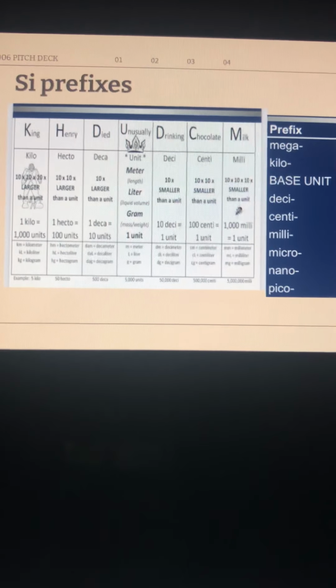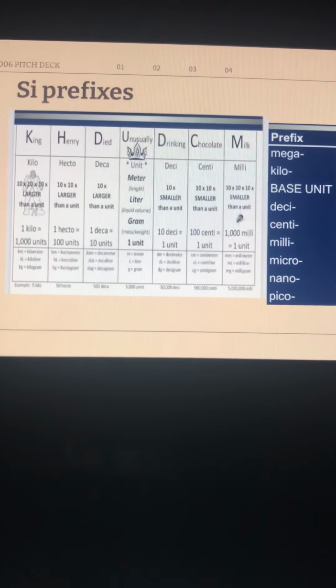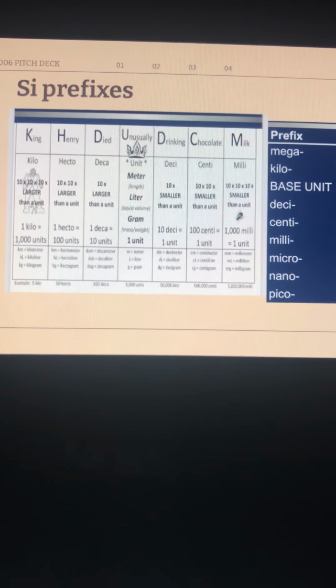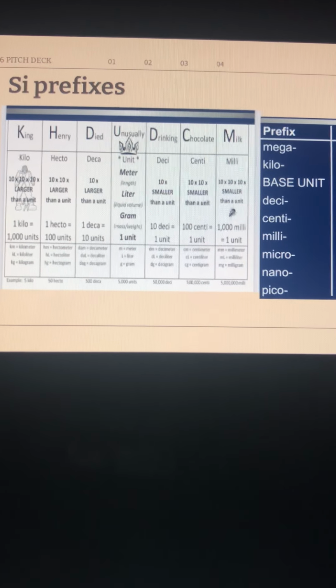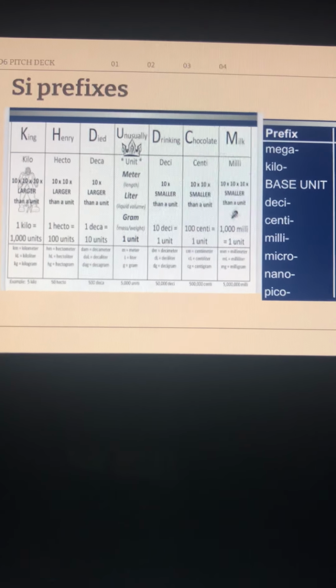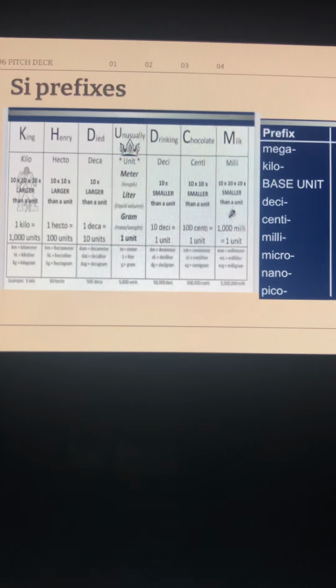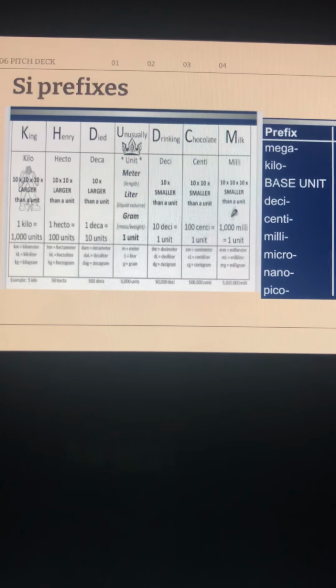So King Henry died unusually drinking chocolate milk. So kilo, hecto, deca, unit, deci, centi, milli. So these are different units and different ways to convert those units to the appropriate SI prefixes.